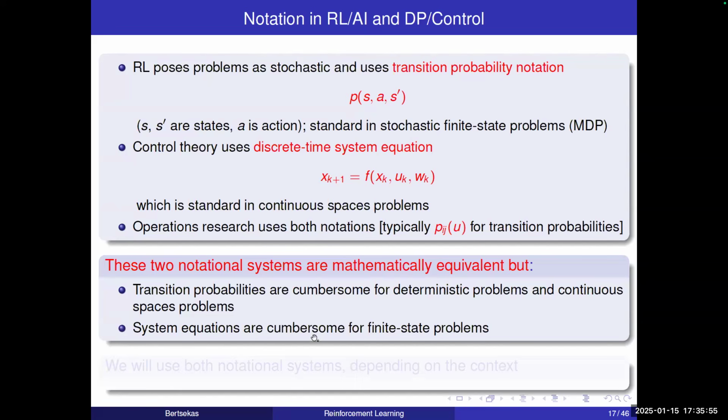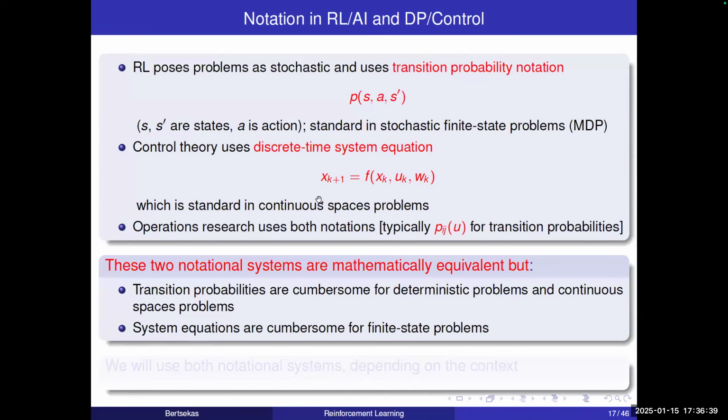Generally, system equations are cumbersome for finite state problems. Describing this function f is difficult. On the other hand, transition probabilities are cumbersome for deterministic problems and also for continuous spaces problems. Starting with a stochastic notation that involves probabilities makes no sense if your problem is deterministic and has no stochastics. It's just a bad choice of notation. Also, transition probability notation for continuous spaces problems leads to very complicated, very advanced mathematics. It's mathematical stuff that you don't want to go into.